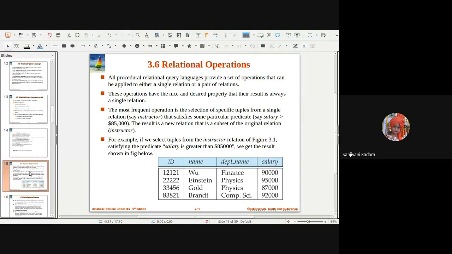The same point is given in the second point. The second point says that these operations have a nice and desired property that their result is always a single relation. So here, in most of the operations we use, there are two things considered, that is we are applying some condition and we are selecting a few of the columns.